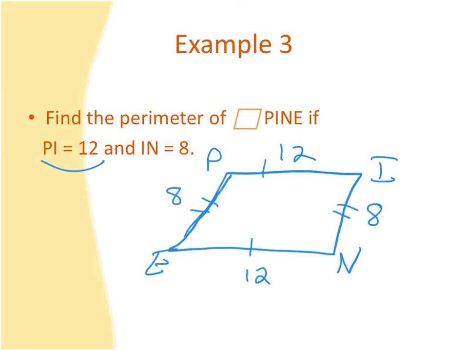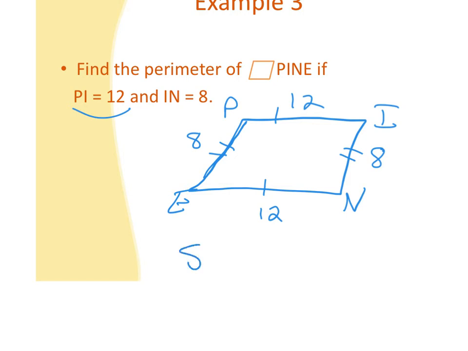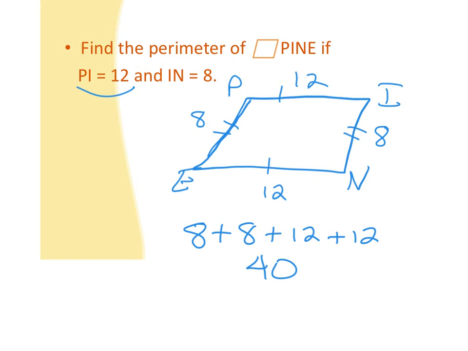To find the perimeter of any figure, you're going to add up the sides. So I'm going to add 8 plus 8 plus 12 plus 12, giving me a grand total of 40. So the perimeter of parallelogram PINE is 40. Notice no units were given. If it were in inches, you would say inches. We could just say units.